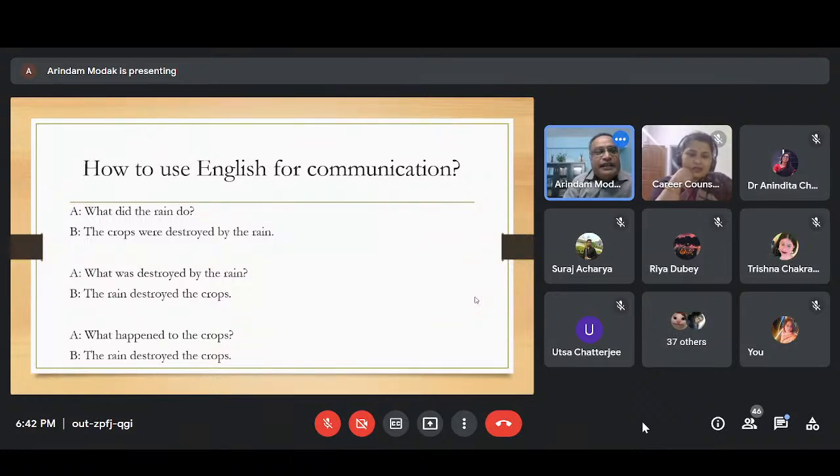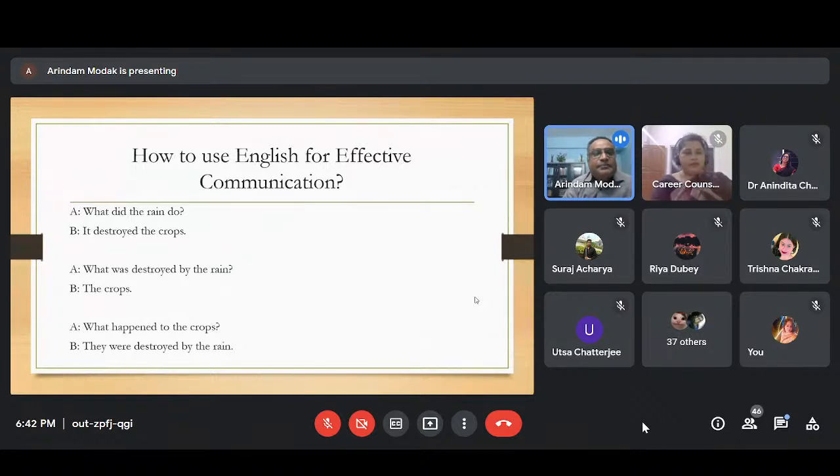Now, look at another set of sentences. Again, A asks, what did the rain do? B says, it destroyed the crops. Now we understand, now we are relieved. Yes, B has given the appropriate reply. What did the rain do? It destroyed the crops. Then again, A asks, what was destroyed by the rain? B replies, the crops.